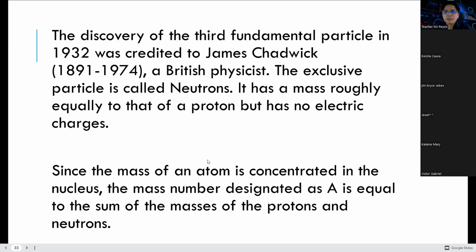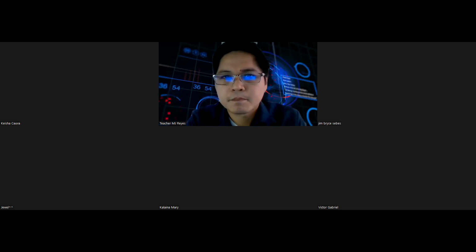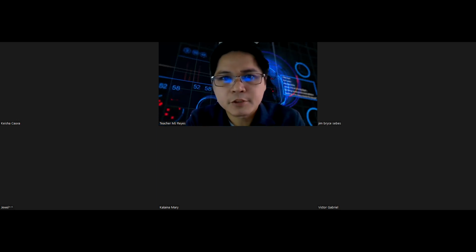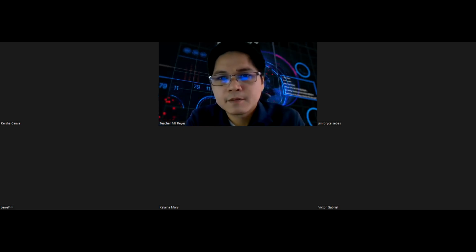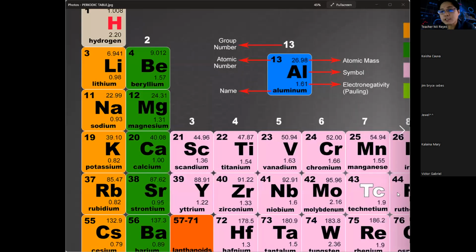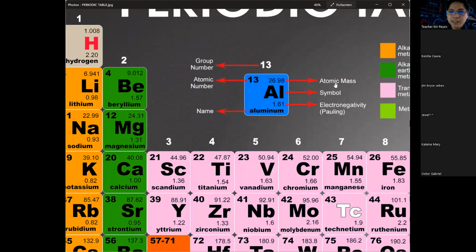Where can you find the mass number in your periodic table of elements? Mass number, or atomic mass. You can find it by checking the legend. The atomic mass is in the upper right corner of the element. Aluminum is 26.98.